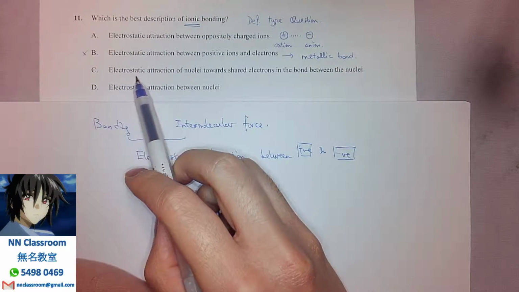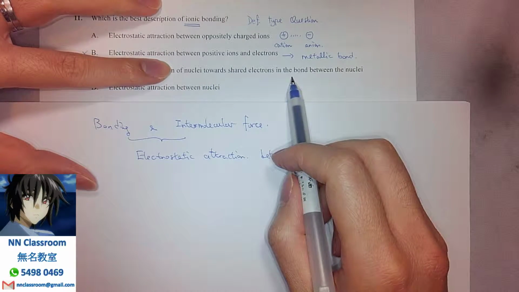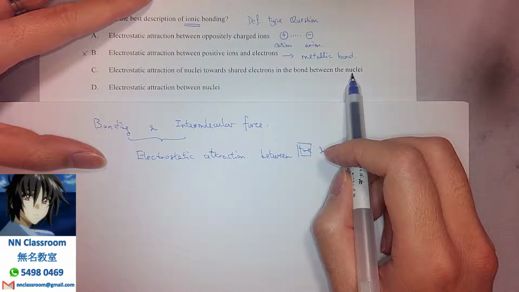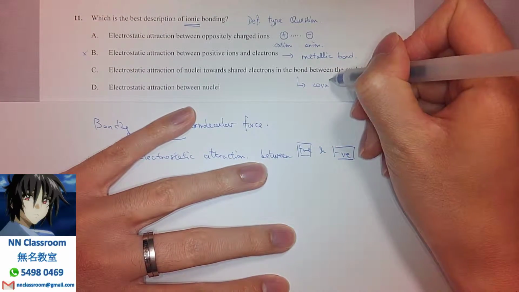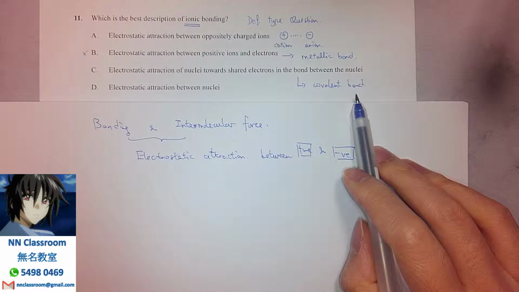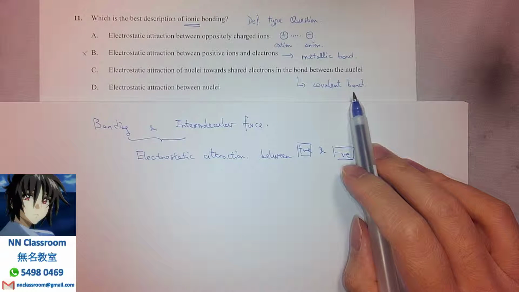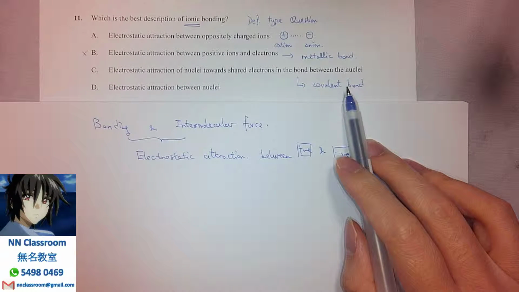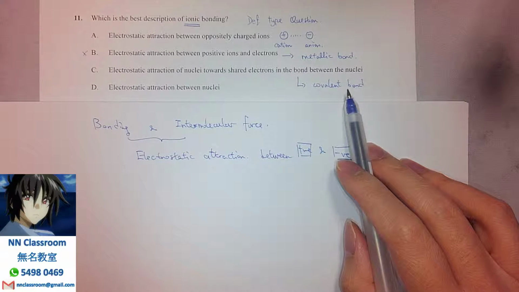For C, electrostatic attraction between the nucleus towards the shared pair of electrons in the bonding between the nuclei. Yeah, so in that case, that is to say the definition goes to covalent bond. Because covalent bond is concerning when nonmetals form bonds with another nonmetal, in which both sides want to grab the electron. So what do they do? They just put the electron in the middle and mutually share between each other.